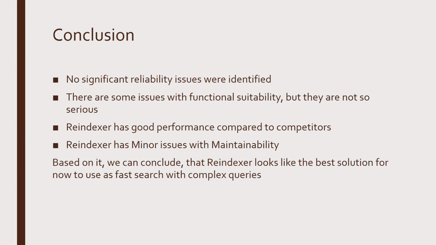And our conclusion: there are no significant reliability issues that we could identify. There were some issues with functional suitability, but they are not so serious. Reindexer has good performance compared with other competitors, for example, Elastic, Tarantool, MongoDB, etc. Reindexer has minor issues with maintainability, and based on that, we can conclude that Reindexer looks like the best solution for now to use as fast search with complex queries.